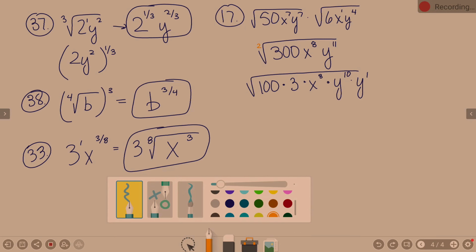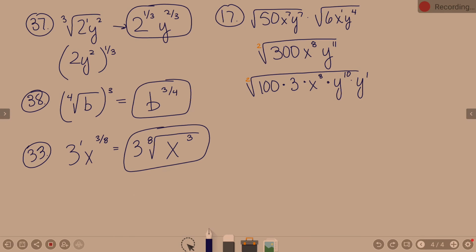Okay, here we go. Remember, it's a square root we're doing. Square root of 100 is 10. That goes outside the radical. Square root of 3. It's a decimal, so where does the square root of 3 go? Inside the radical.